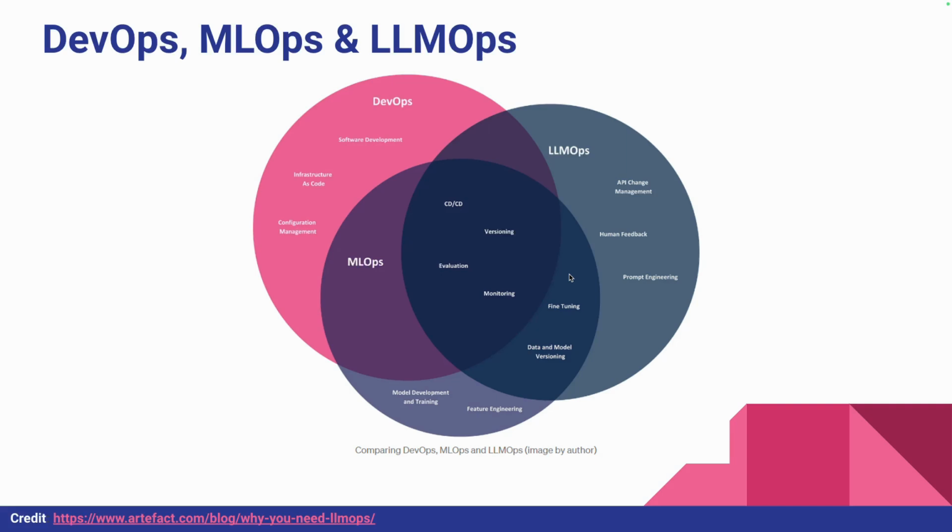DevOps, LLMOps, and MLOps are different paradigms, and they solve different kinds of problems, but the principle remains the same. This Venn diagram shows you the commonalities between these three paradigms, and what the differences are that are specific to LLMOps. For example, continuous integration and continuous delivery, which we call CI/CD, versioning of code, evaluation, and monitoring are quite common in all three paradigms.